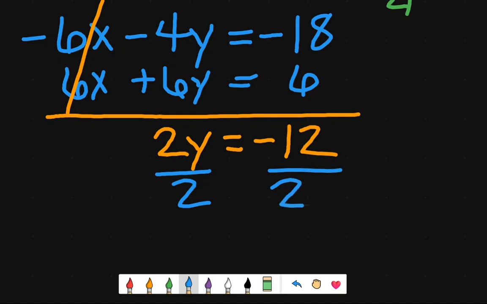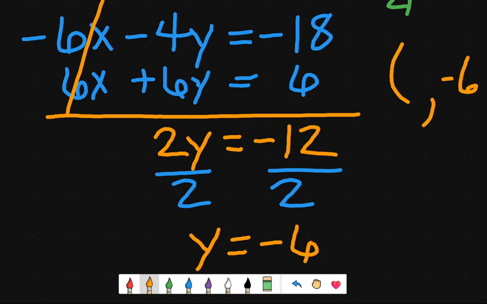So when you divide by 2, your answer comes out to be y is equal to negative 6. So in your ordered pair, you would have y is negative 6. Remember, the y's are the second number in the ordered pair. Okay, now we have to go back and find x. When you go back, you can take any one of the two equations to solve for x. Let's take the second equation this time.